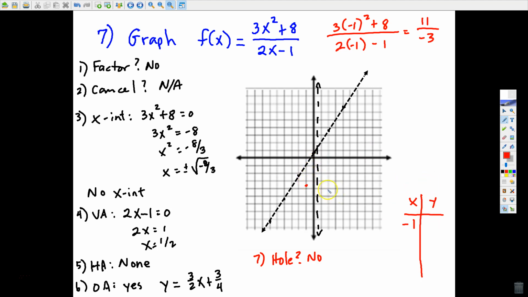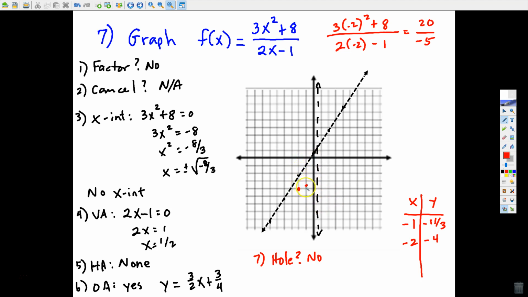Okay, so let's see about -2. All right, so put -2 in place here. -2 squared is 4. 4 times 3 is 12, plus 8 is 20. And -4 minus 1 is -5. That comes out to be nice. That's -4. So if I input -2, I get an output of -4. All right, it's starting to take shape a little bit.